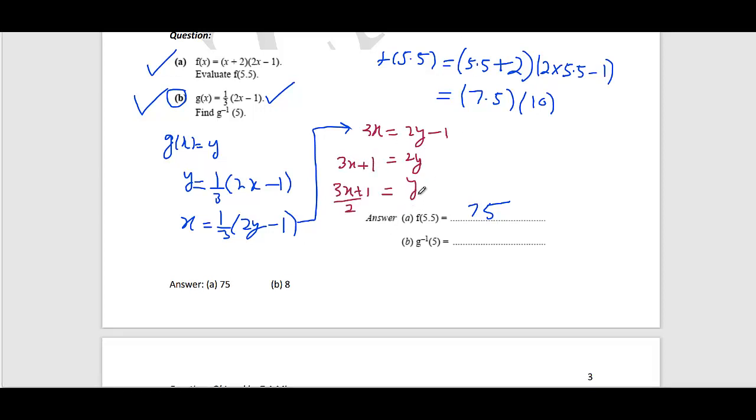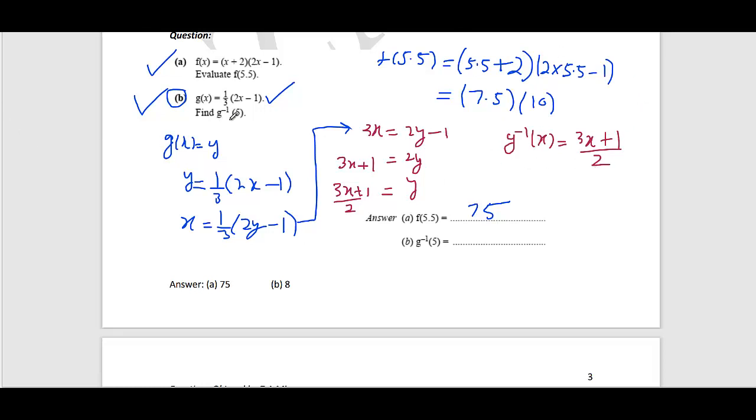This is our new y, and this new y is basically the inverse. So we will replace this y with the inverse. Though the function is g, so it is g inverse of x. We have found g inverse of x.